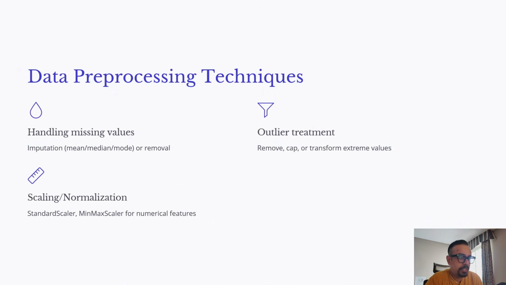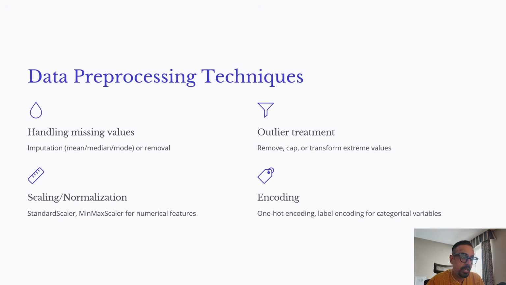Now, scaling and transformation ensures all numerical features are on similar scales. If one feature ranges from 0 to 1 and another ranges from 0 to 1000, the larger scale feature dominates the distance-based algorithms. So, standard scaler transforms features to have mean 0 and standard deviation 1, and min-max scaler squeezes features into the 0 to 1 range. So neural networks and distance-based algorithms require scaling, while tree-based algorithms like XGBoost don't require it.